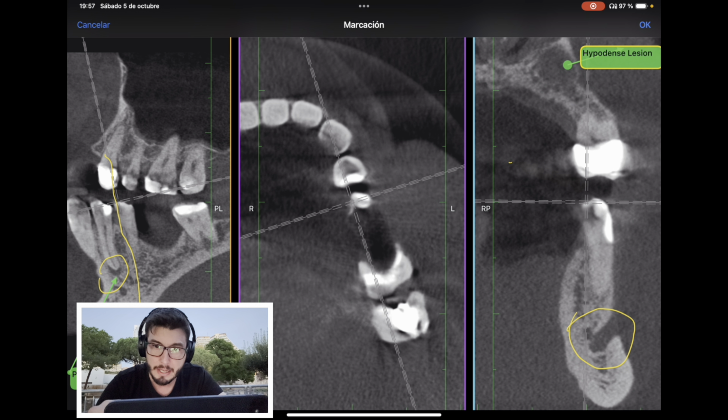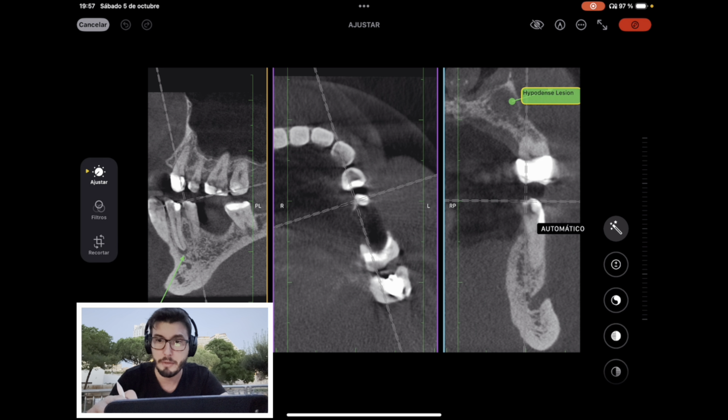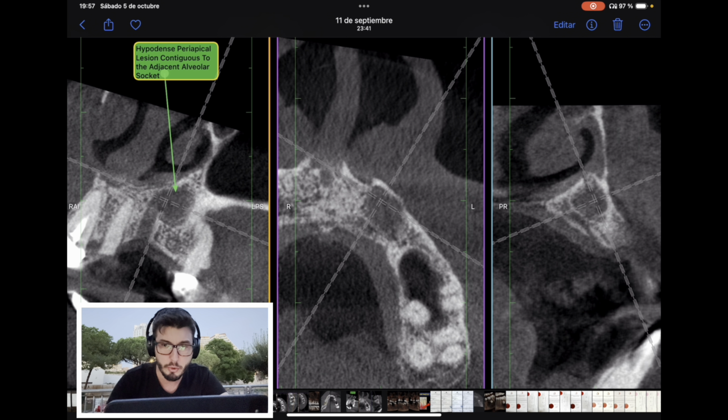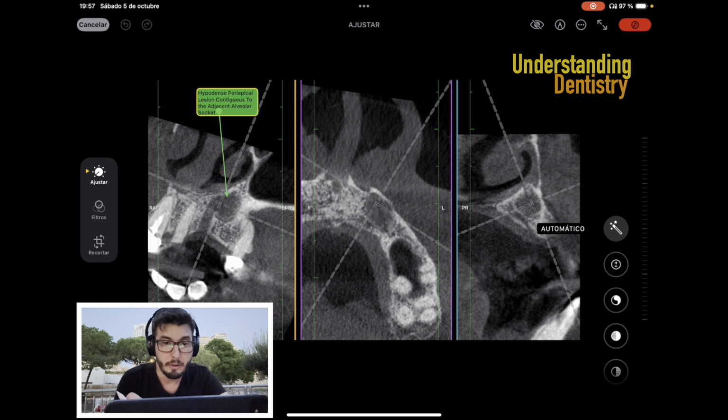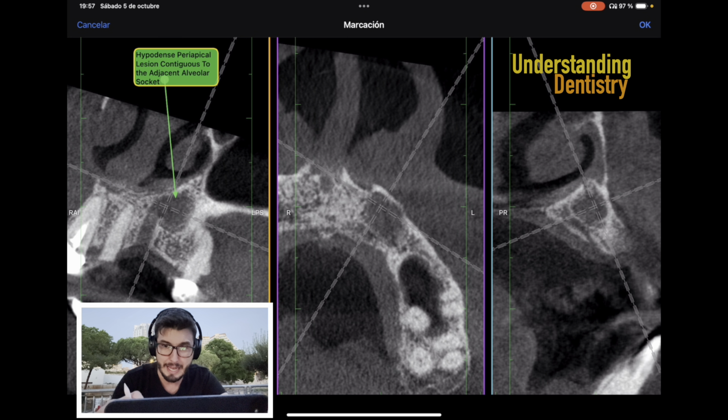And now we have the hypodense lesion. Take a look at this on the upper arch. Now, which is the tooth associated to this lesion? We cannot tell by this image. So then what do we need to do? We need to move the axis and centralize all the axes on the lesion, right? And that's actually what's happening here now. So take a look at this.